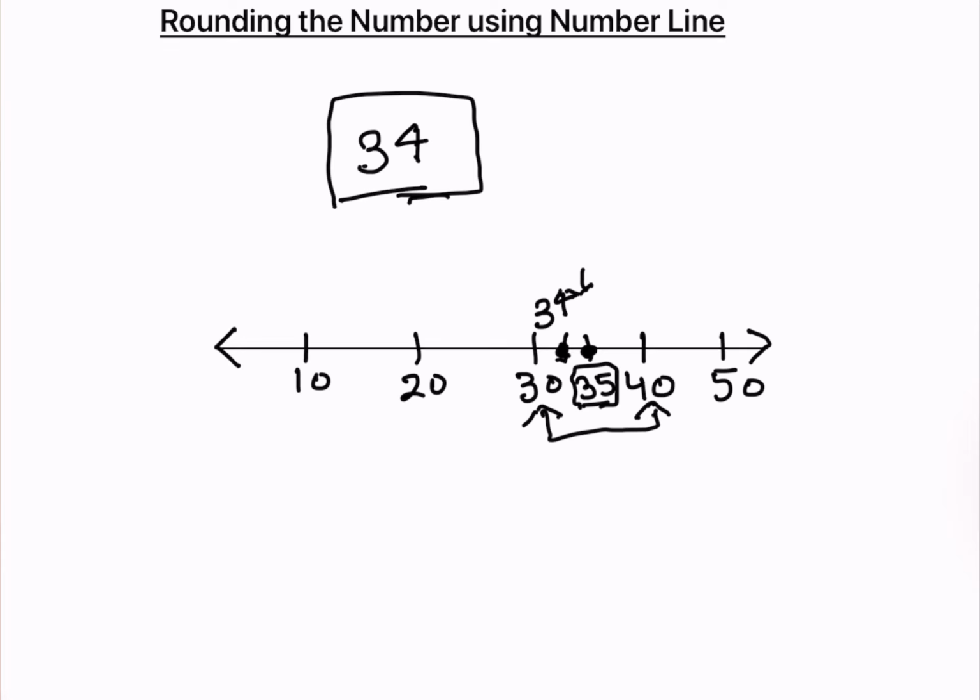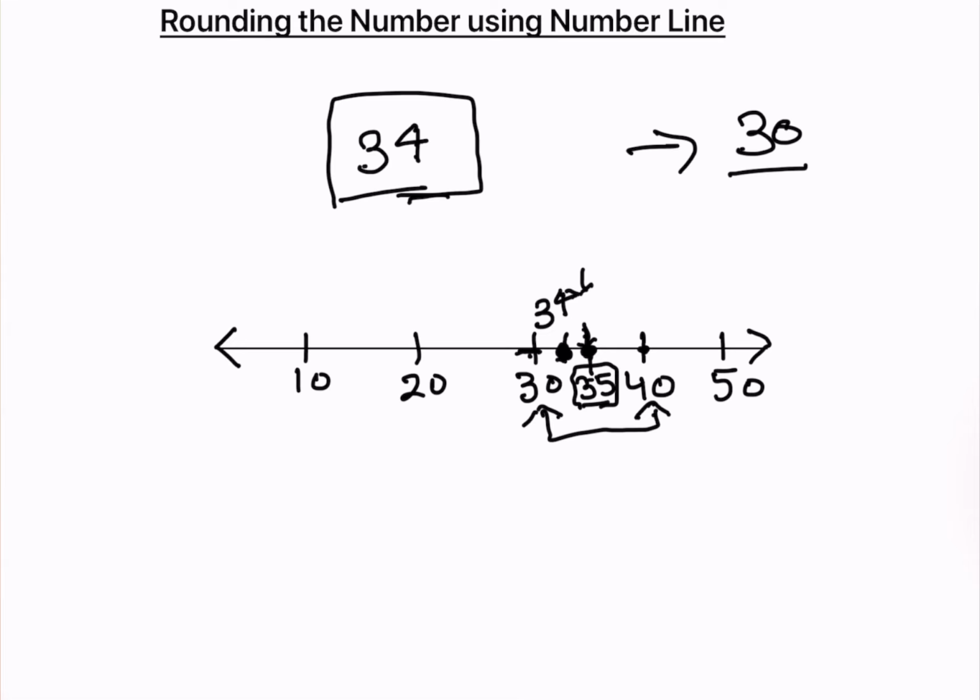Since 34 is closer to 30, right? Here is the middle, this is 35, and here is 40. Now we need to choose one, 30 or 40. We saw that here is the midpoint. 34 lies between 30 and 35. So what is closest to 34 now? It's 30. So we can round 34 down to 30. Is it easy for you to understand that?